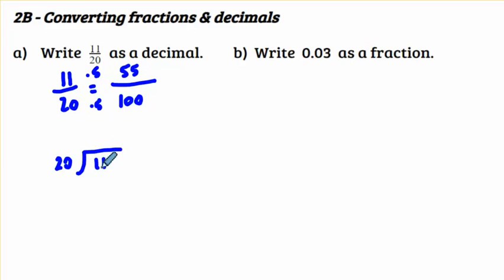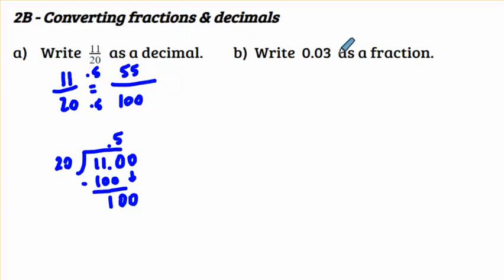Okay, so we know 20 doesn't go into 11. We need to add a decimal and a 0. But 20 goes into 110. How many times? Well, 5 times 20 is 100. So if I subtract 110 minus 100, I'm left with 10, and I need to keep going. So I'm going to be bringing down another 0. And now 20 goes into 100 how many times? And that will be your answer there. So either way, you're going to get the same answer.